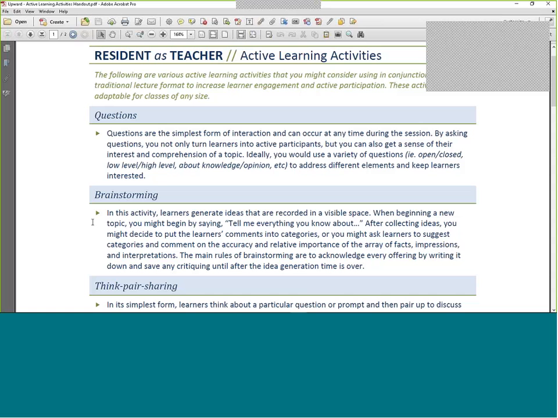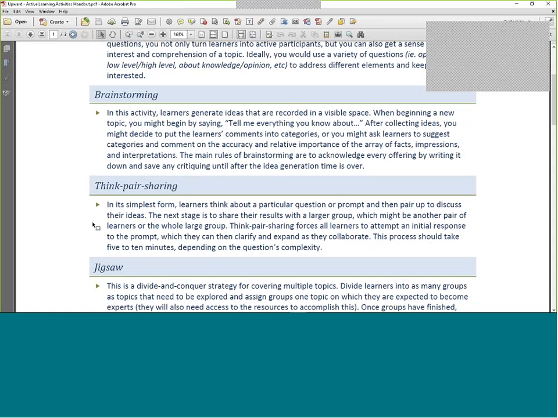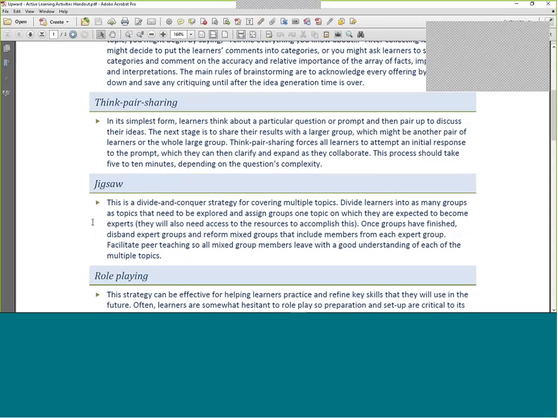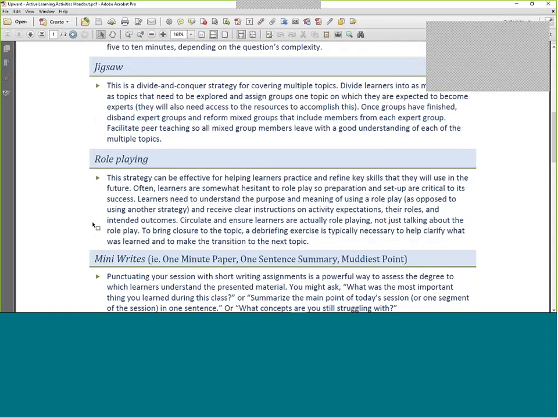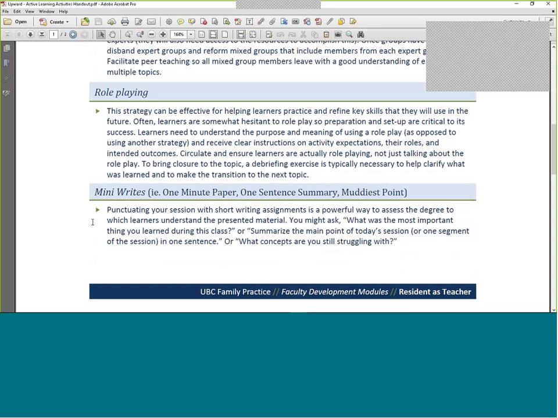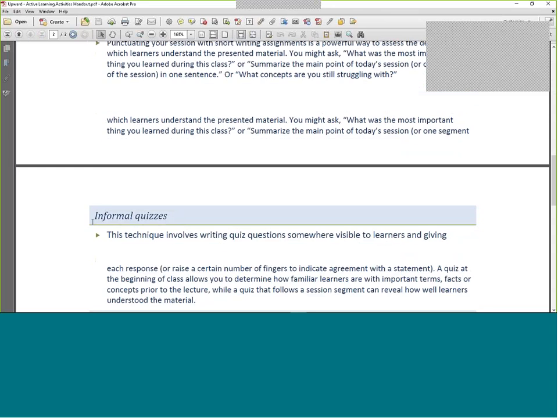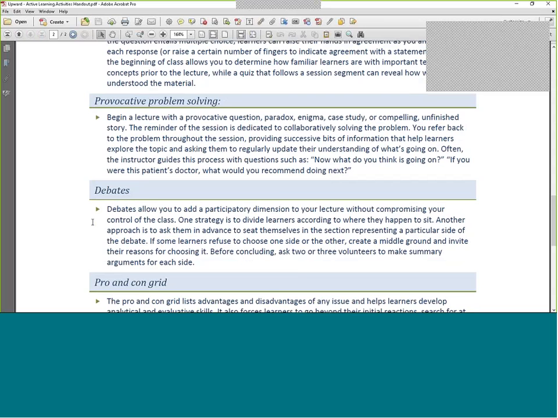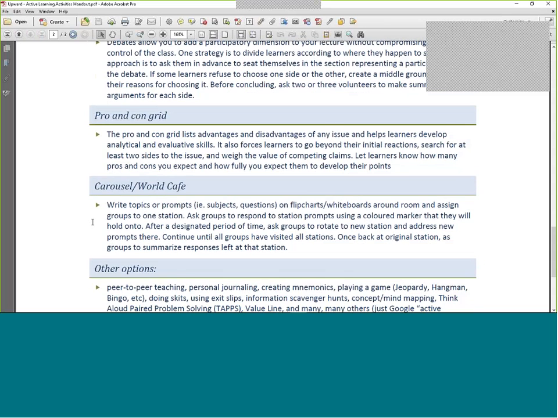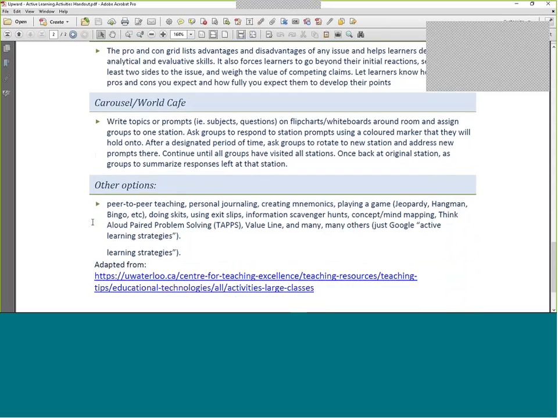So there are things like questions, brainstorming, the think, pair, share, which some may know as 1-2 table, or other different ways of doing it: you think for a minute on your own, you jot things down, you pair up with somebody, share ideas, and then together you share the ideas with the table. Jigsaw, covering multiple topics. Lovely role playing, which everybody really loves. Mini writes are basically taking what you've learned and putting it into a 1 minute paper or 1 sentence summary. Informal quizzes, proactive problem solving, debates, pro and con grid, World Cafe, many of you are comfortable or familiar with that, and other options in there.